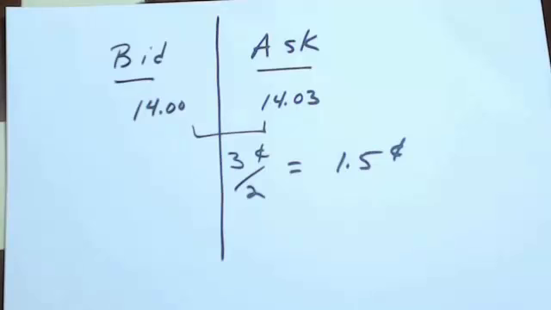A put is kind of the opposite of a call, and a put option gives the holder, the person who owns the put, the right but not the obligation to sell a stock at a certain price, known as the exercise price or the strike, during a certain period of time, known as the maturity.